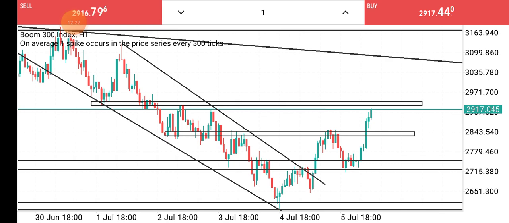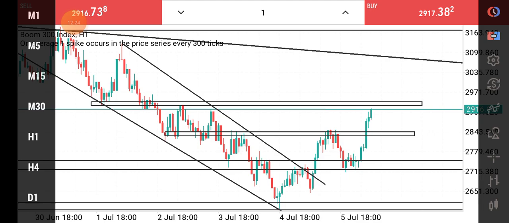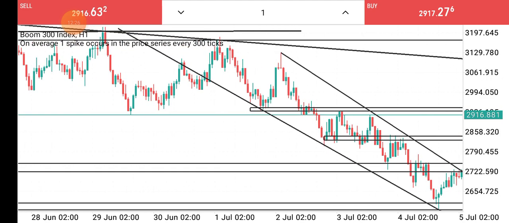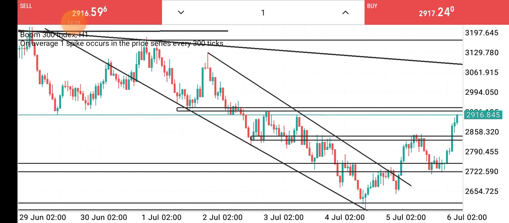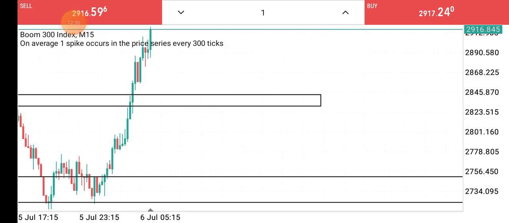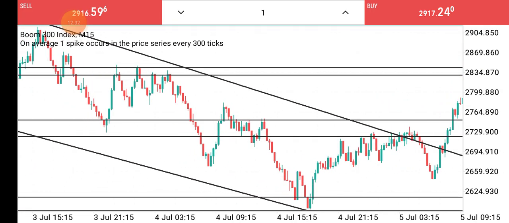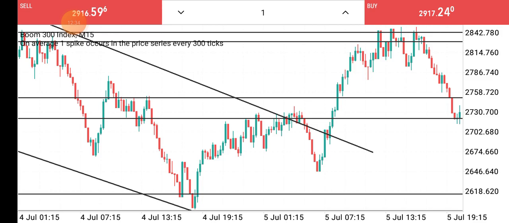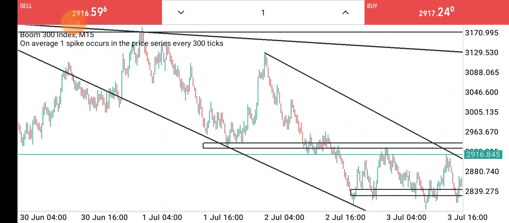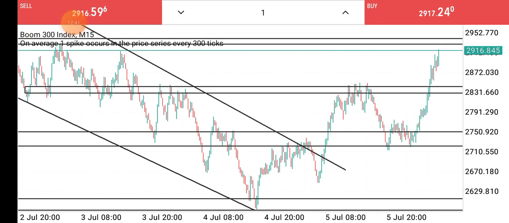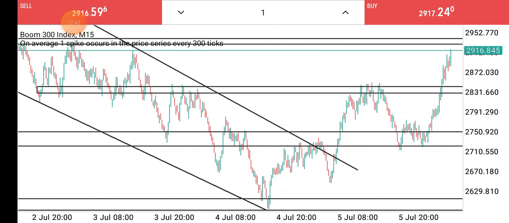All right, so you can see. Then if we go down to the 15 minutes time frame, let's see what we can get there. You can see the massive buys. See the massive buys to the upside on the 15 minutes time frame. You can see it here. All right, so you can see the market is really moving as I told you.